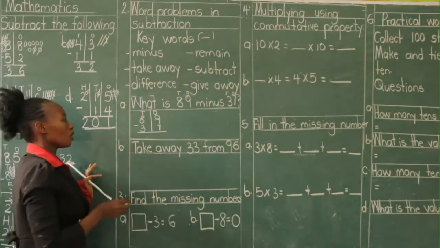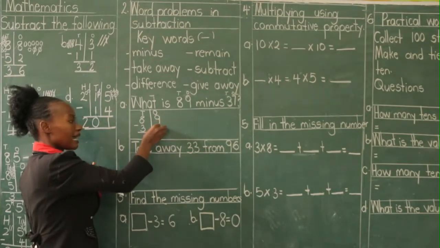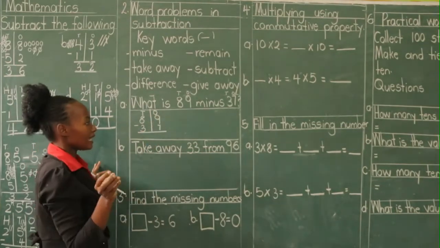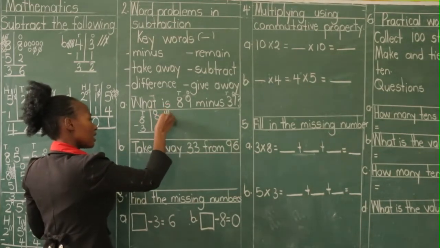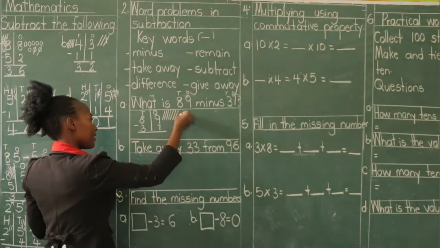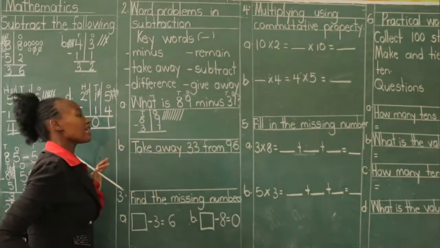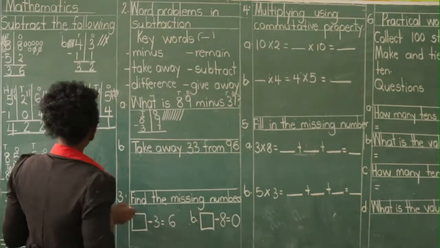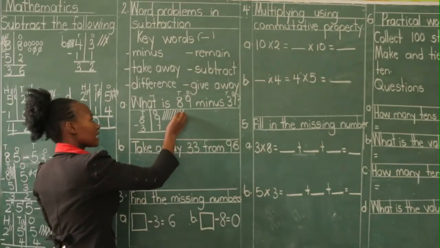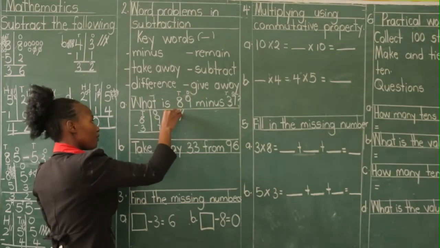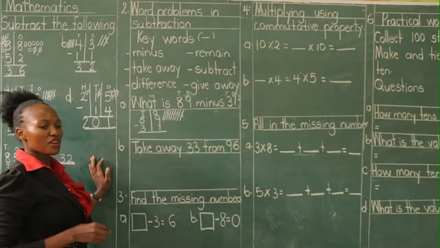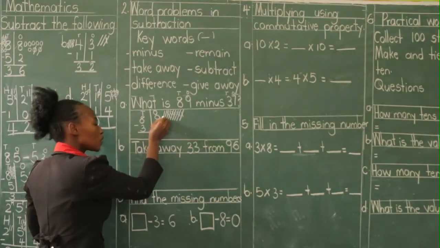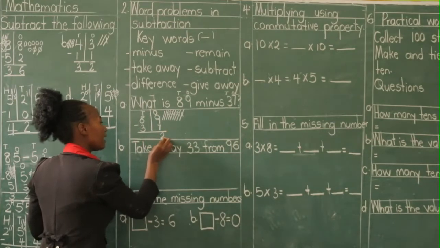I draw a line in the middle. Then on this side we have 9 minus 7. I draw my 9 sticks: 1, 2, 3, 4, 5, 6, 7, 8, 9. I cross out 7: 1, 2, 3, 4, 5, 6, 7. How many of you remained with 2? We remained with the 2 under ones.